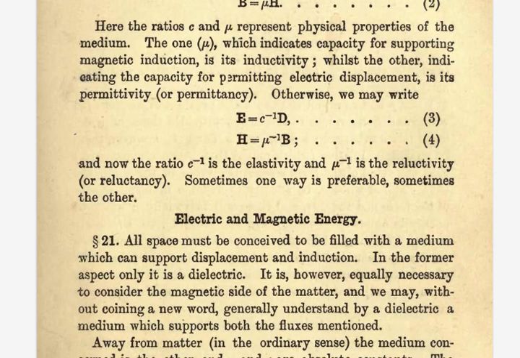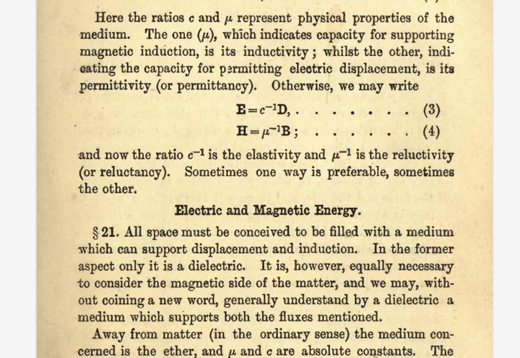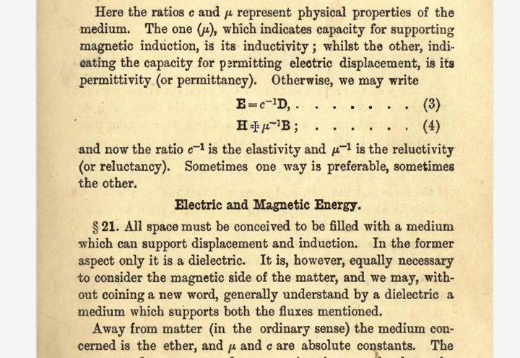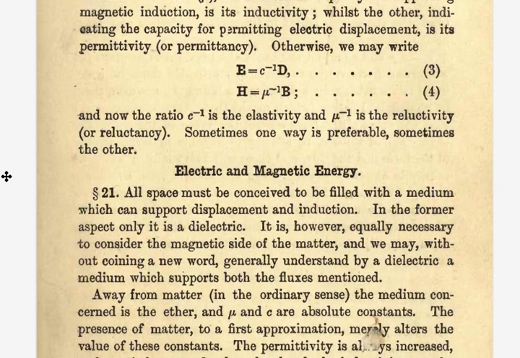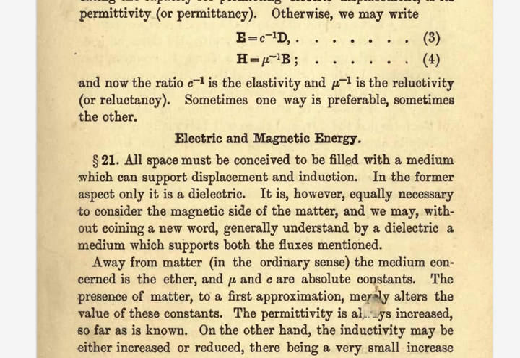Otherwise, we may write electric force E equals displacement flux D over permittivity c. Magnetic force H equals induction B over permeability or inductivity mu. And now the ratio 1 over c is the elastivity and 1 over mu is the reluctivity or reluctancy. Sometimes one way is preferable, sometimes the other.